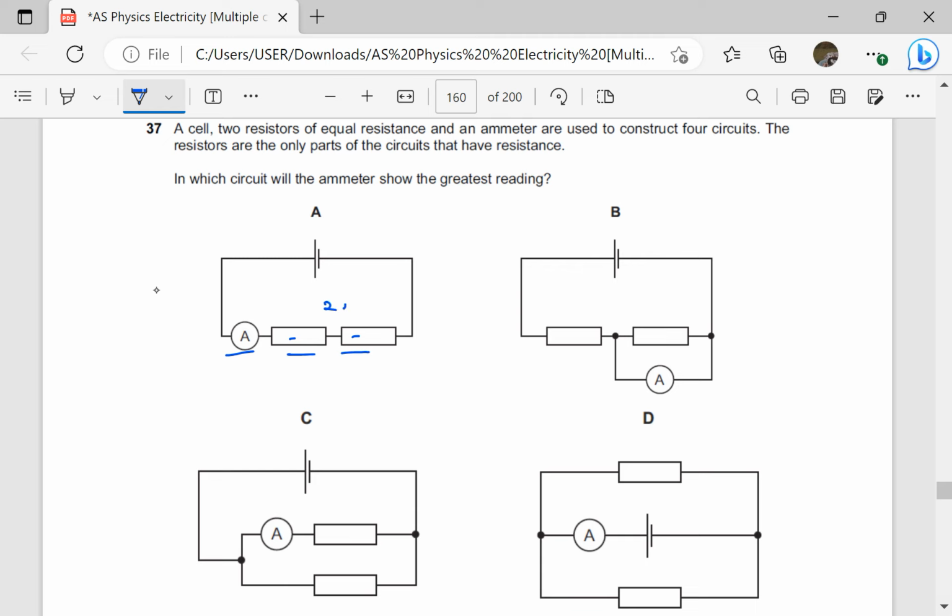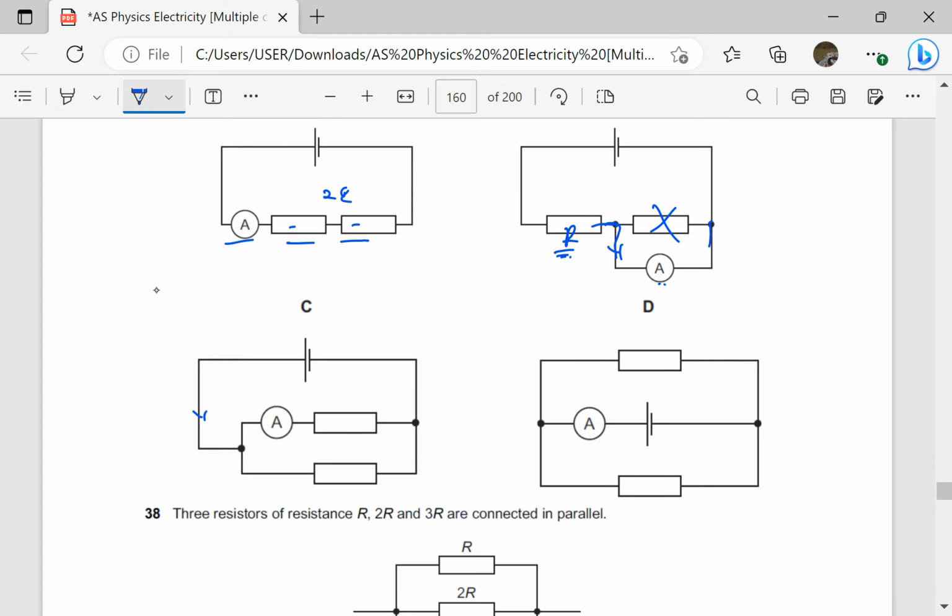Here it is twice R. Here the ammeter will only experience a resistance which is R, because current will not go through this one. It will just go through the ammeter and take this route. Then here, current divides at the junction, so a small current takes that route. The current here is more than the current here because here it divides. Then here, the battery is at this point, which means all the current in the circuit goes through the ammeter. Therefore, this one will give the greatest reading.